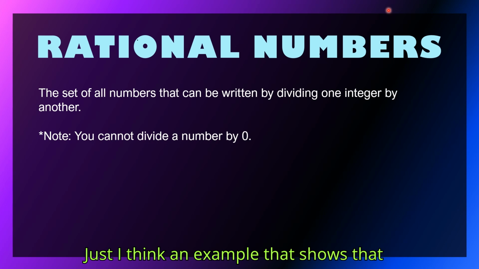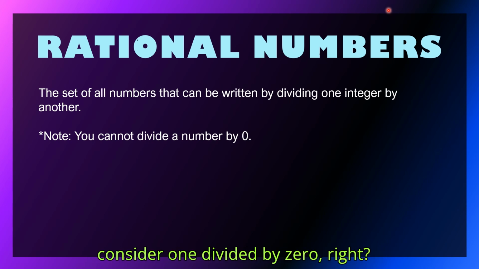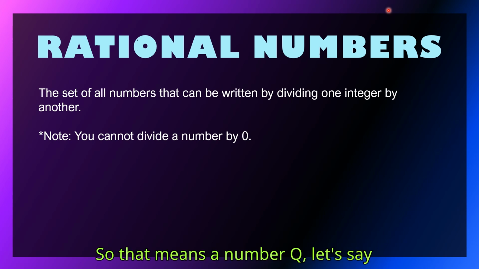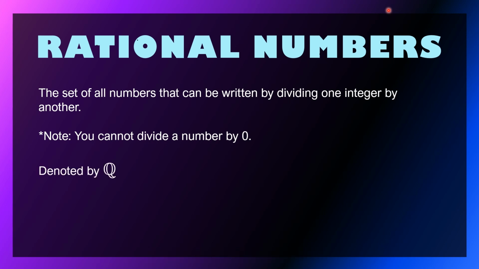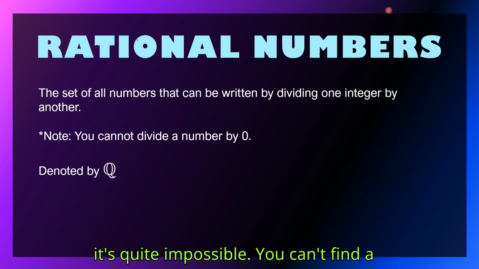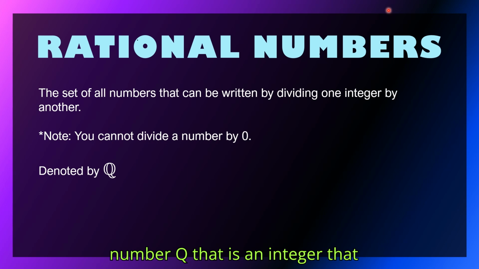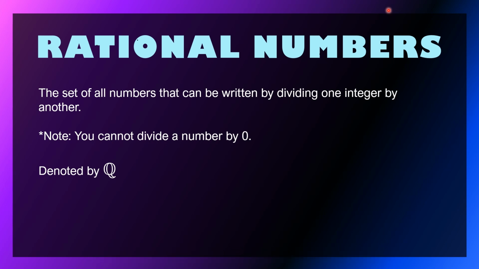I think an example that shows that we can't divide a number by 0 is to consider 1 divided by 0, right? That means a number q, let's say q, times 0 is 1. Can you find a number q that is an integer that proves this? It turns out that no, it's quite impossible. You can't find an integer q that multiplies by 0 and gives you 1.